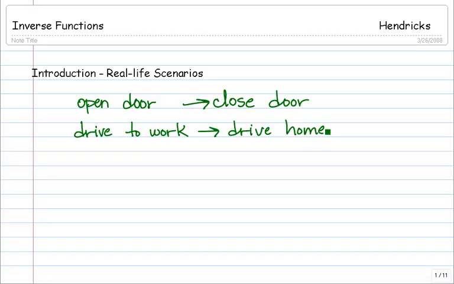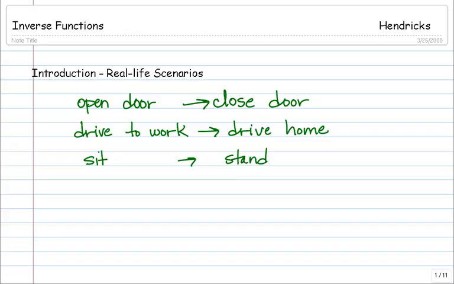Are there others you can think of? Things that we do on a day-to-day basis that we perform an operation and then we do something that will take us back to where we started. Yeah, what about sitting down? How do you undo that? Right, you stand up. Okay.